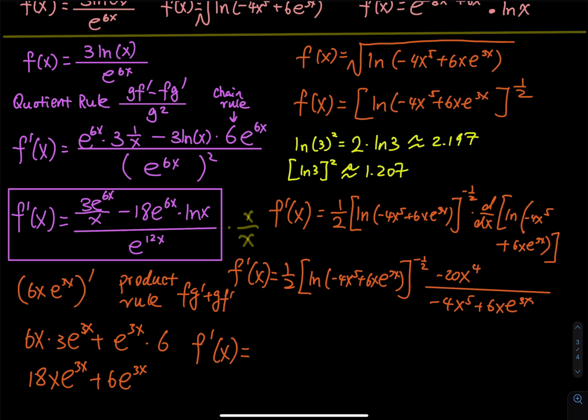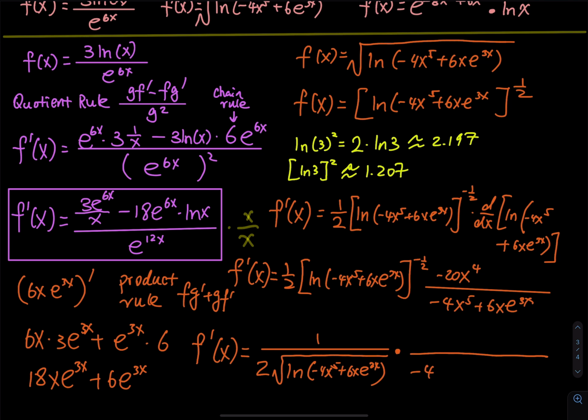1/2. How about this? We have a 2 square root ln negative 4x to the fifth plus 6x e to the 3x, close parenthesis, and then we multiply negative 4x to the fifth plus 6x e to the 3x, and then negative 20x to the fourth, and then plus, is that plus? Hold on. Yep, you add the whole product rule. So plus 18x e to the 3x, and then plus 6 e to the 3x.